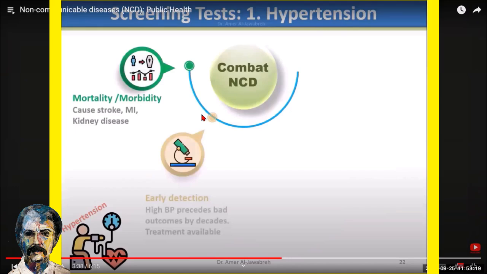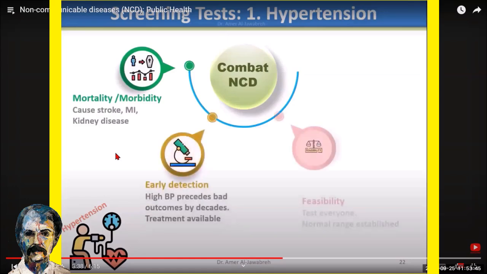So example 1 is hypertension. You can see here the 4 criteria for screening. Mortality and morbidity. If you don't make diagnosis for your hypertension on time and you just ignore it, you are going to have stroke, myocardial infarction, and kidney diseases. Okay, and then death after this. Early detection. You can detect your hypertension years before it develops by just measuring blood pressure. Very simple. And treatment is available. So early detection and improving the outcome, these criteria.